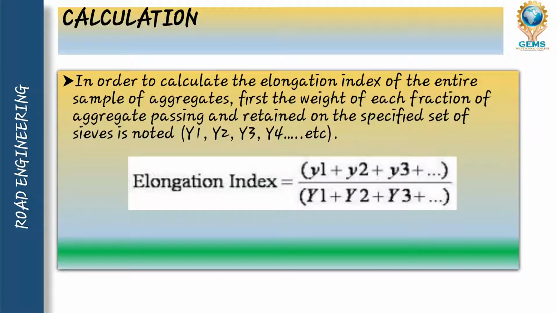The calculation and experiment of flakiness and elongation index are the same, but flakiness index measures the thickness of the aggregate, and elongation index measures the length of the aggregate.